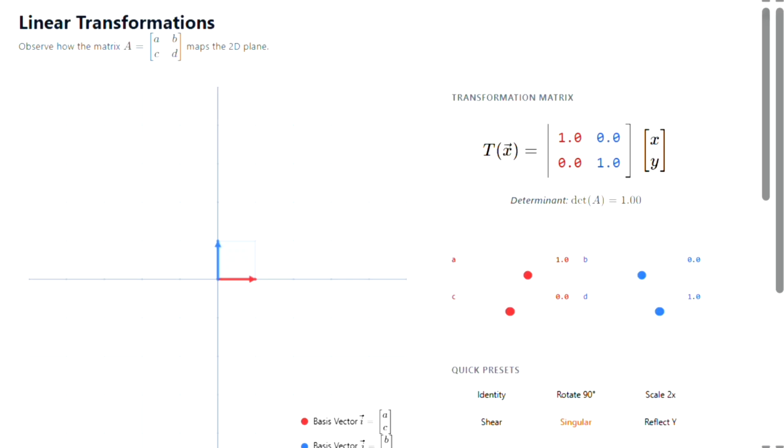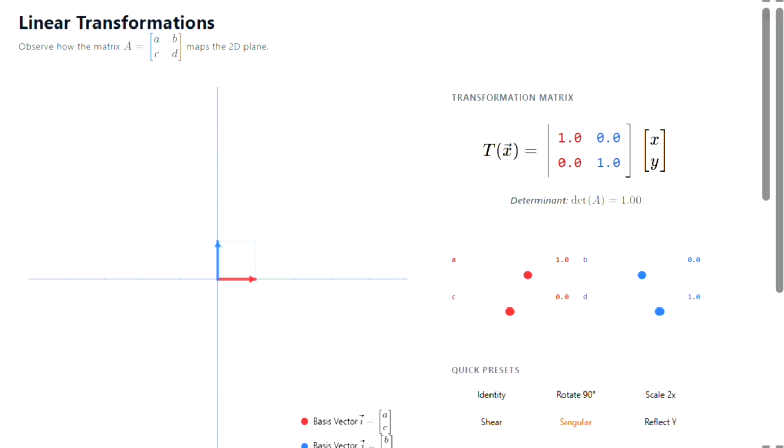Now, let's try some specific movements. Click the Rotate 90 deg preset. See how the entire coordinate system pivots? Notice how the values in the matrix changed to achieve this specific rotation. Try playing with the B and C sliders. These create shear transformations.